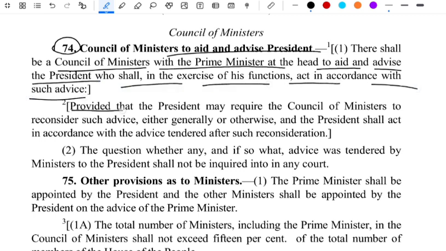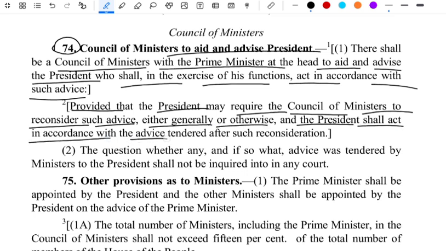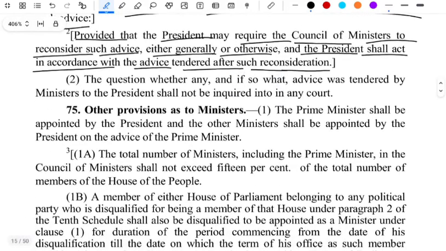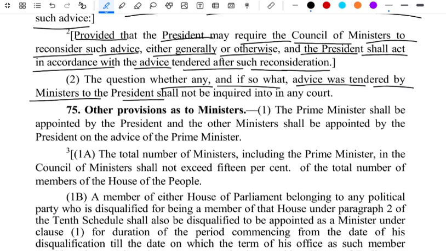Provided that the President may require the Council of Ministers to reconsider such advice, either generally or otherwise, and the President shall act in accordance with the advice tendered after such reconsideration. The question whether any, and if so what, advice was tendered by the ministers to the President shall not be inquired into in any court.